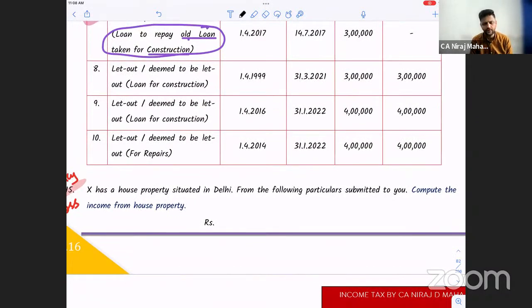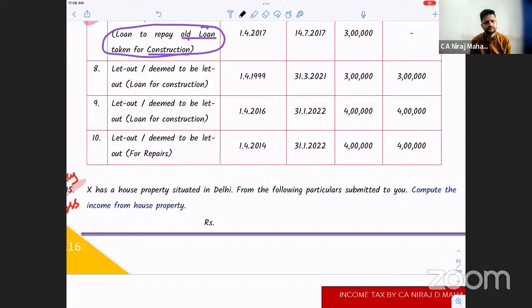So don't write down in the notebook yet. Case number 8, what type of property is it? Let out or deemed to be let out? The loan is for construction, whatever. Property is let out or not? Yes. Is there any ceiling limit applicable on let out properties? No. So current year as well as 1/5, whatever is there for the entire year accrued, we will take. How much? 6 lakhs. Clear?